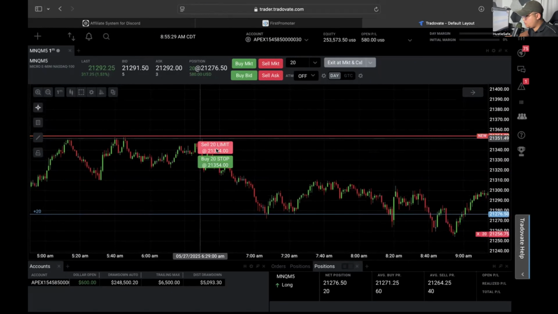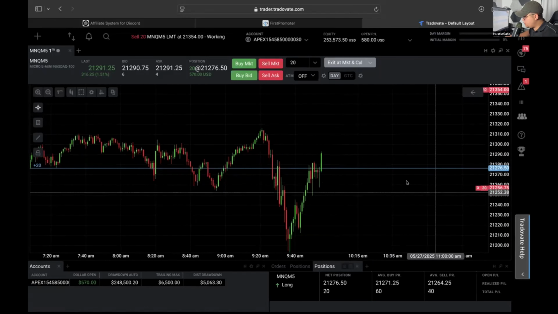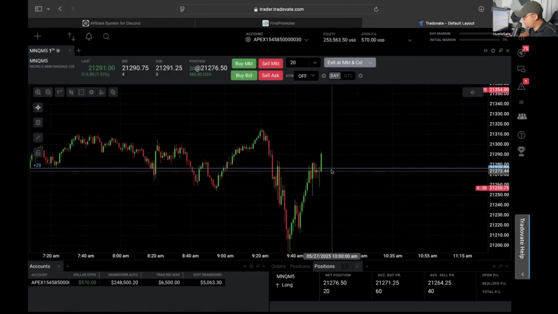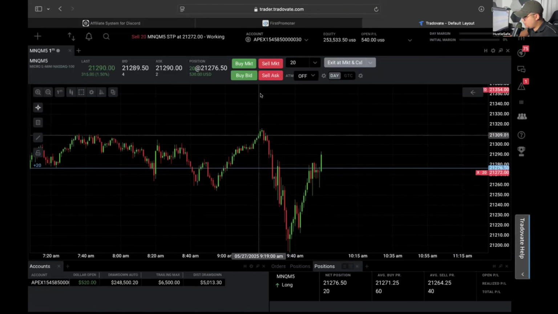Okay, just to let you guys know, I'm gonna be putting this trade, lowering the risk on this trade.